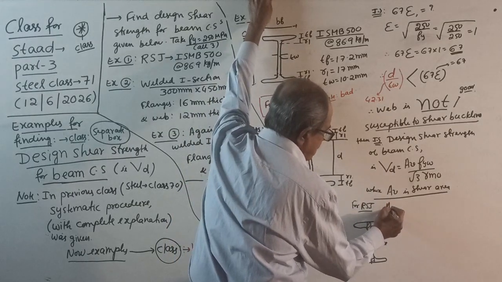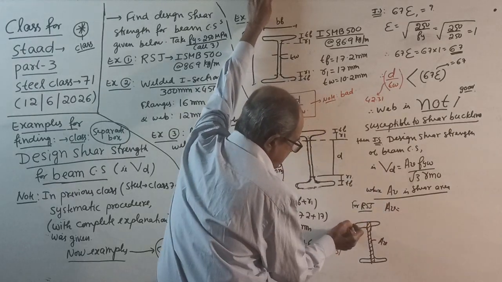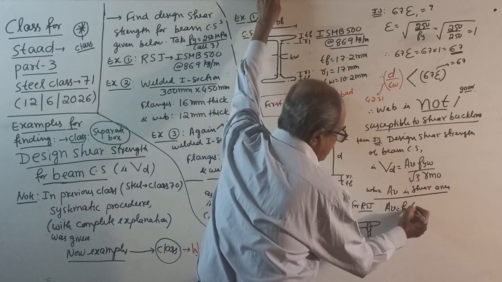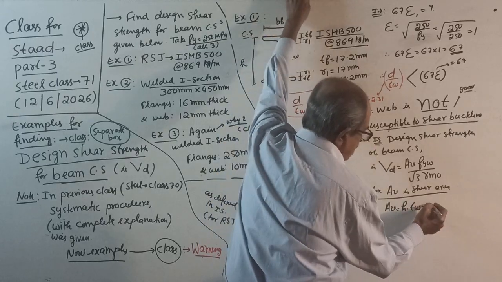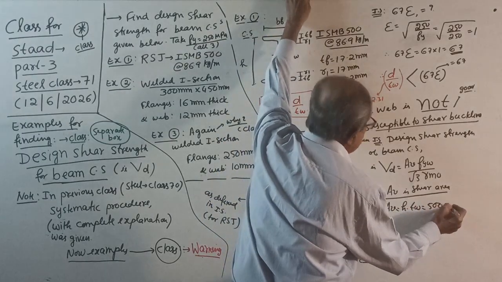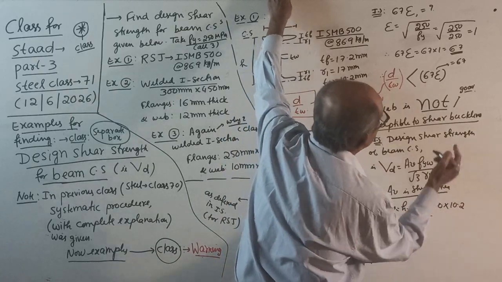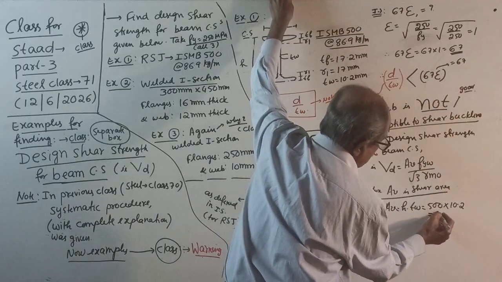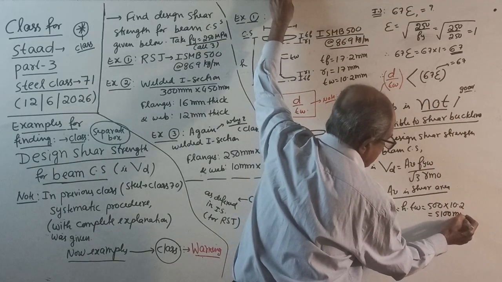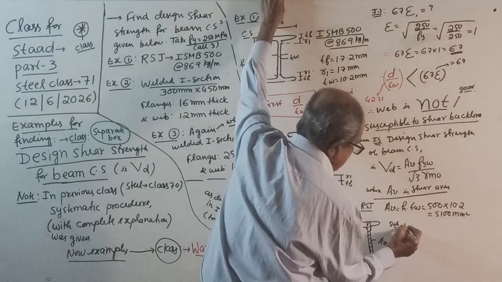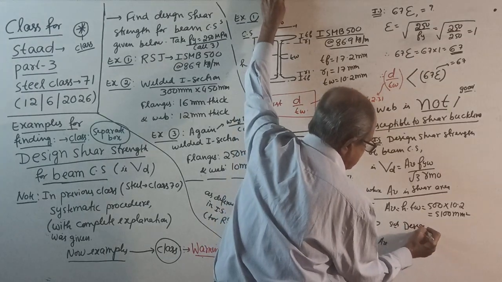Therefore, your AV equals H into TW. H is 500, TW is 10.2. Answer will be 5100 mm square. That's all, substituting.